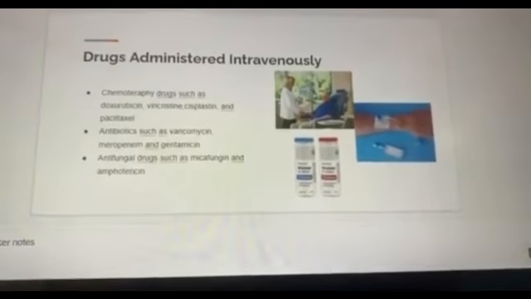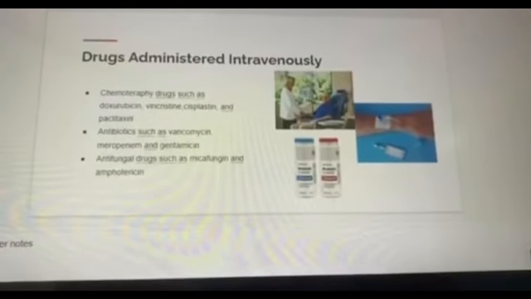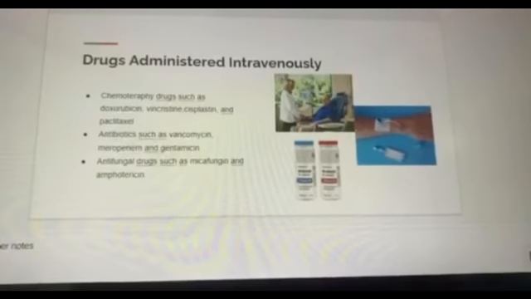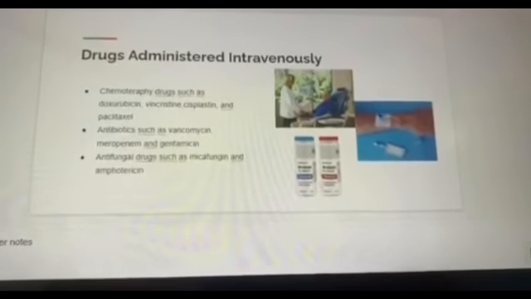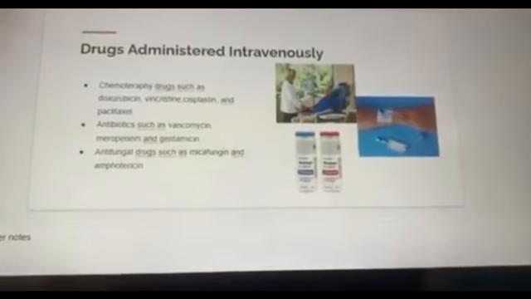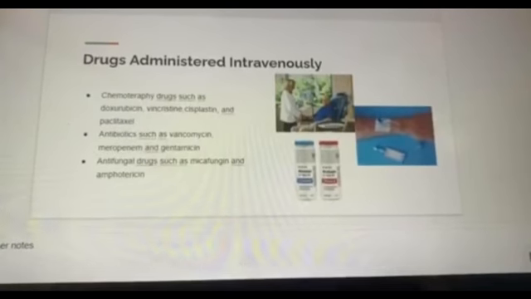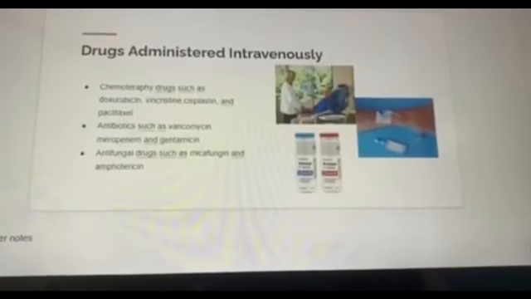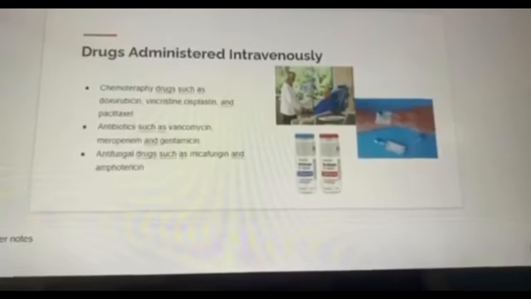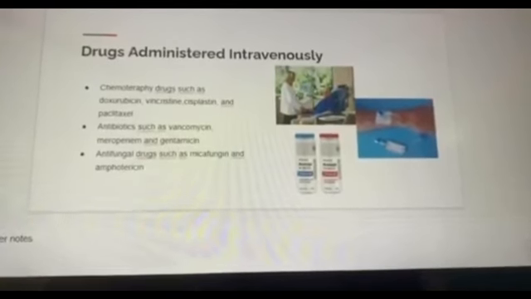For gentamicin, it is the drug of choice for surgical prophylaxis. It is not administered orally because it is not absorbed in the gut. Antifungal drugs such as micafungin and amphotericin. Micafungin is not absorbed orally, that's why it is given intravenously.